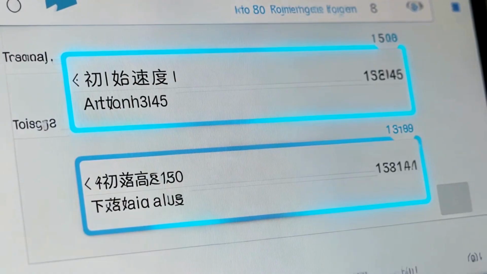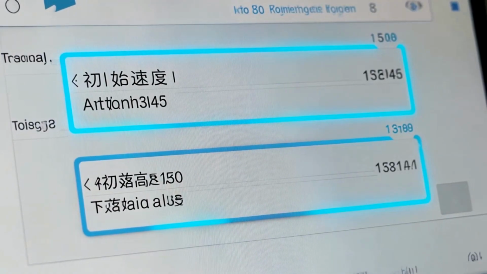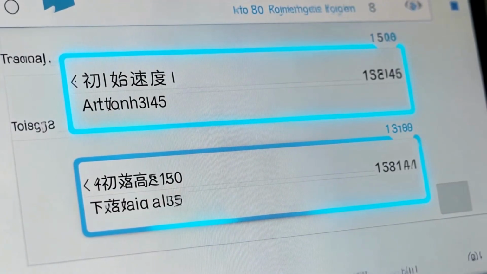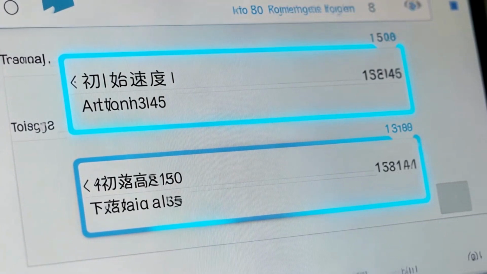Next, we have initial velocity v0, where you enter the starting velocity in meters per second. Then fall height h, the vertical distance in meters. Gravitational acceleration g, typically 9.81 meters per second squared on Earth. The calculator also shows final velocity v and fall time t fields.